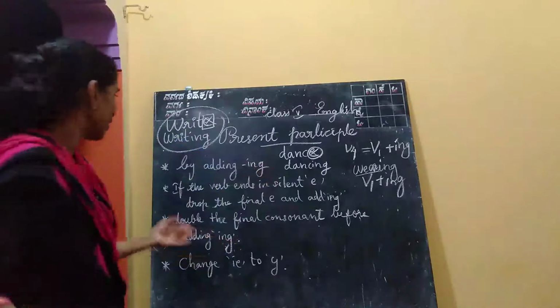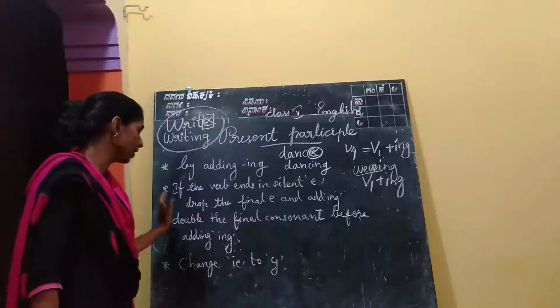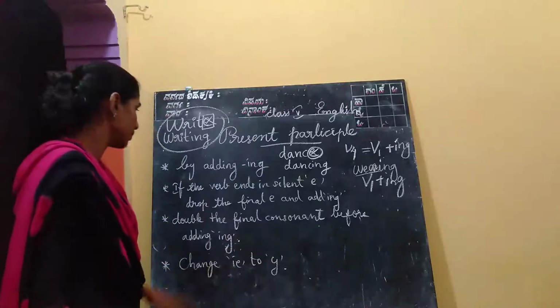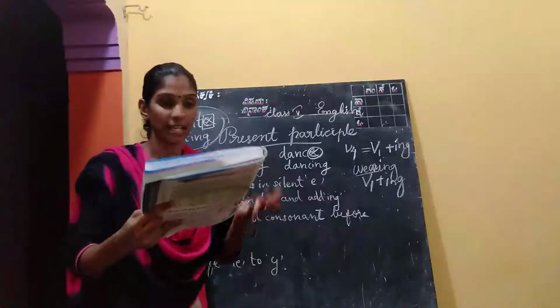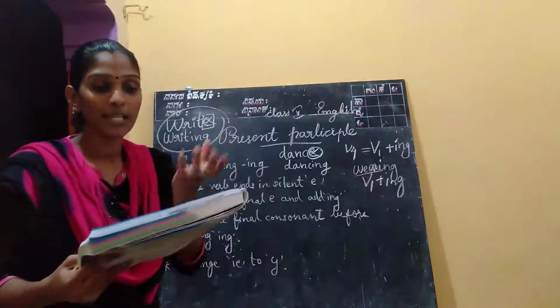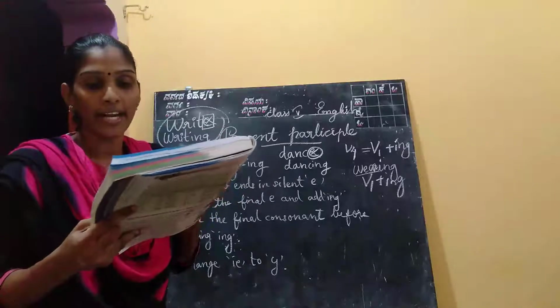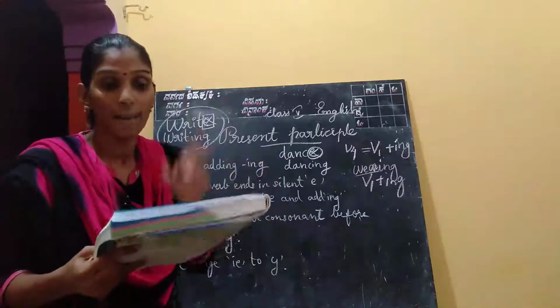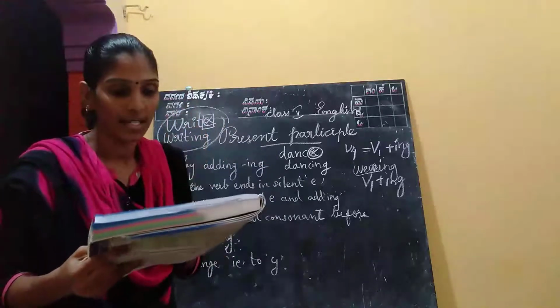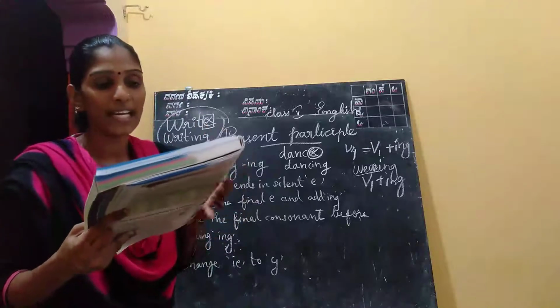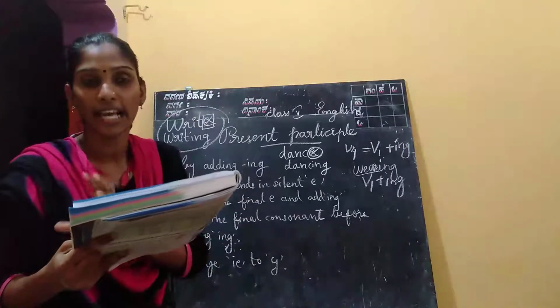And the next way, the third one: double the final consonant before adding ing. See, if the verb is only a one syllable word and ends in consonant plus vowel plus consonant, double the final consonant before adding ing.